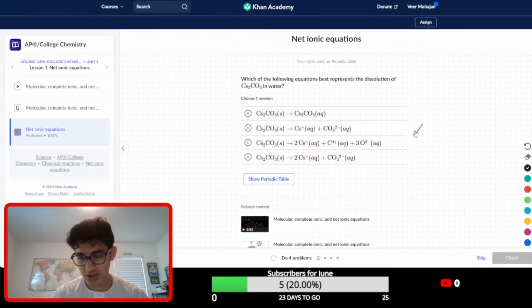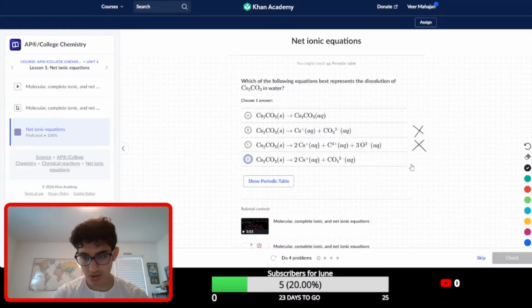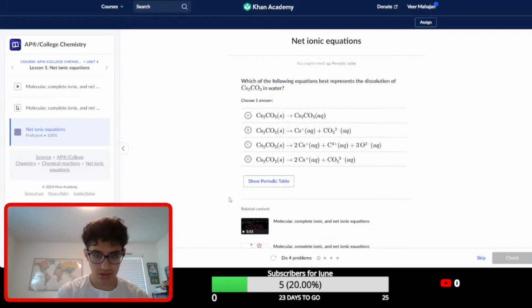I don't know if my X is even showing there. Okay, yeah, that's wrong. This is also wrong. Everything doesn't break up, and the charges here aren't balanced either, so that's wrong. And this one, D, will be the correct one. The first one we already said was wrong. So the answer should be D. So let's select that.